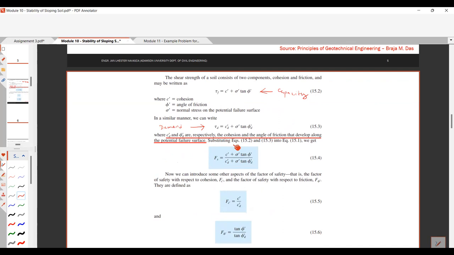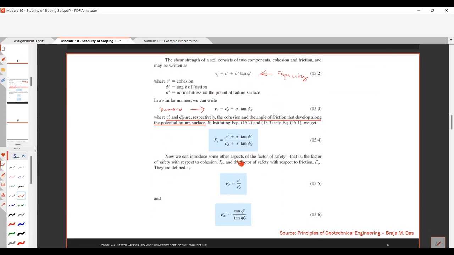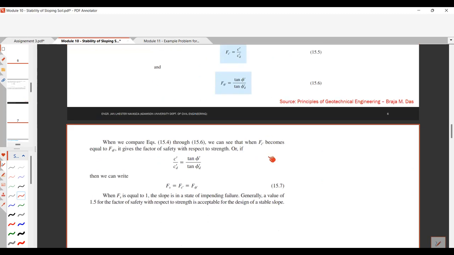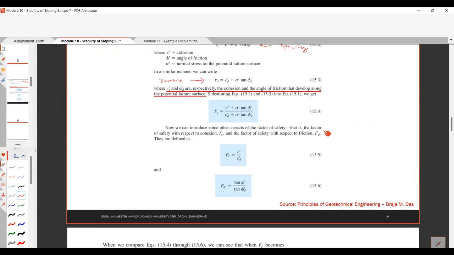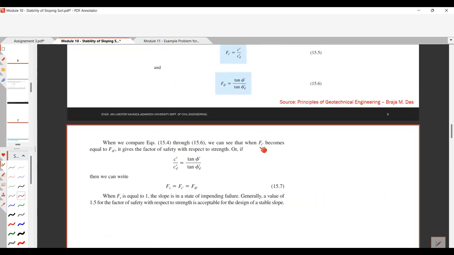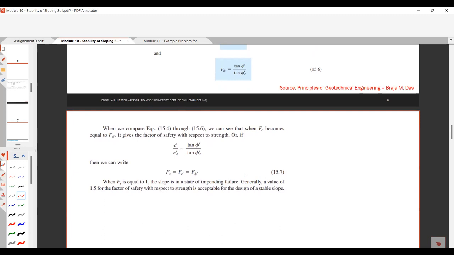This is equation 15.4. Now we can introduce some other aspects of the factor of safety. This one is the factor of safety with respect to cohesion, and this one is the factor of safety against friction. Then we can compare equation 15.4 through 15.6. We can see that F prime, the factor of safety against cohesion, becomes equal to the factor of safety against friction. So it gives a factor of safety with respect to the strength. If this one is equal to this one, we can rewrite the equation: Fs equals Fc equals Ff, and this is equal to 1.